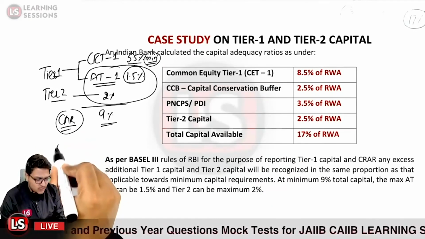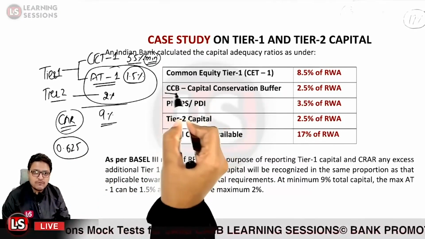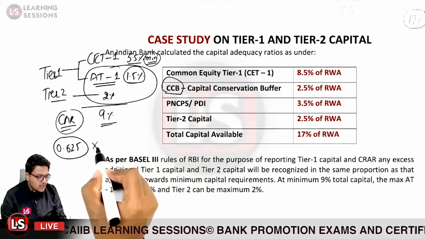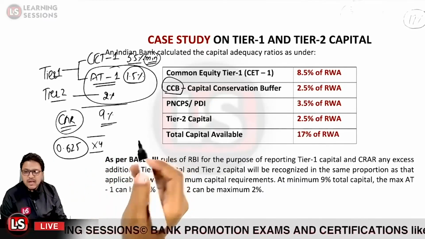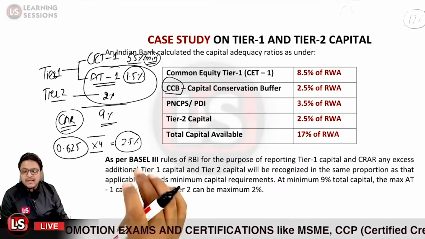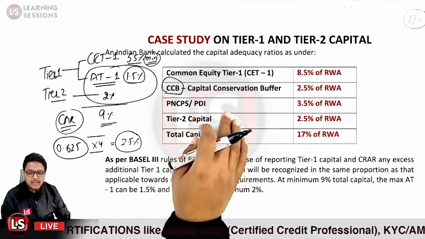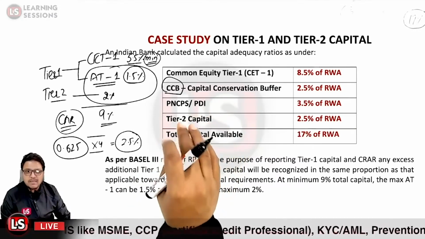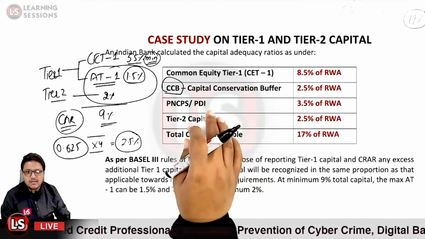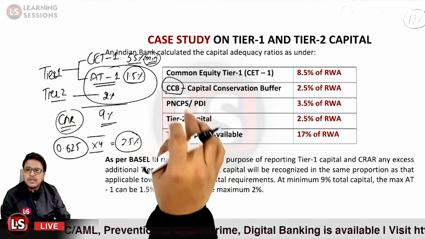So RBI never said that you are to maintain the CCB straightforwardly at 2.5%. It is prescribed as 2.5%, and RBI said that you are to maintain 4 tranches of 0.625%, and that will make it 2.5%. Is that clear? And next it is related to the PNCPS, that is perpetual non-cumulative preference shares, or the PDI, that is perpetual debt instruments. These form the components related to additional tier 1, and also the surplus from the additional tier 1 goes to the tier 2 capital.